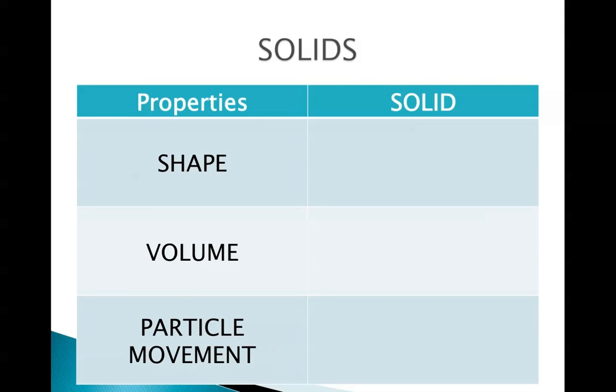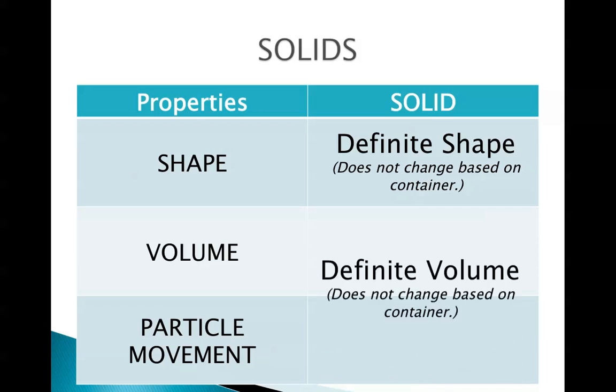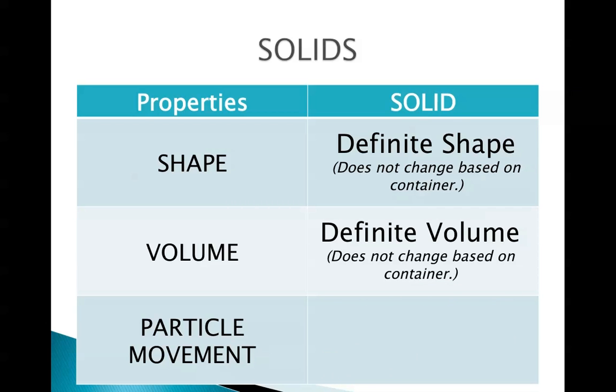All right, so let's focus on solids. Solids have a definite shape. That means that they're not going to change their shape based on what container we place them in. They're going to hold their shape. Same thing with volume. As long as it's the same temperature and pressure conditions, it's going to have a definite volume. Again, it's not going to change based on the container that I place it in.